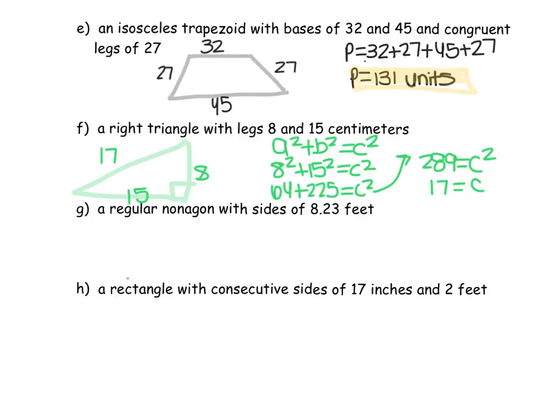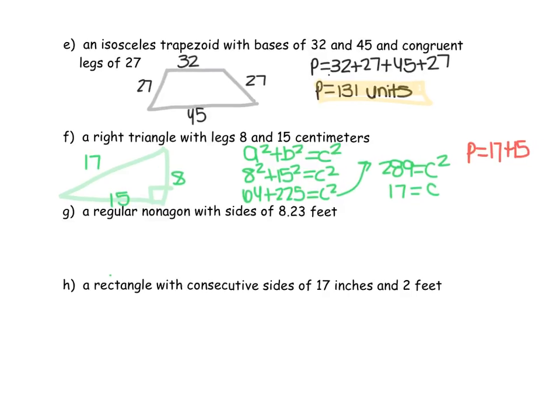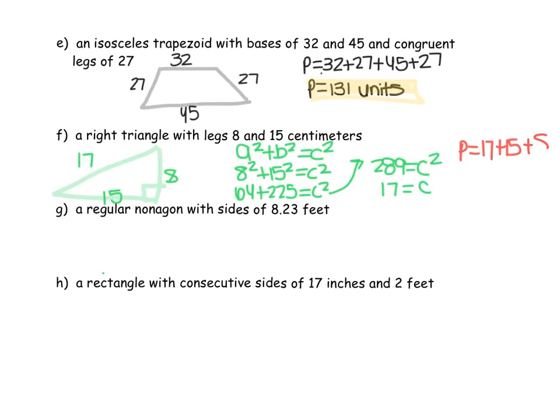Now remember, we're not looking for the hypotenuse here. Yes, we need that information, but we're looking to find the perimeter. So your last part is to take your three sides, 17, 15, and 8, and add them together. So 17 plus 15 plus 8 gives you a perimeter of 40 centimeters for that right triangle.